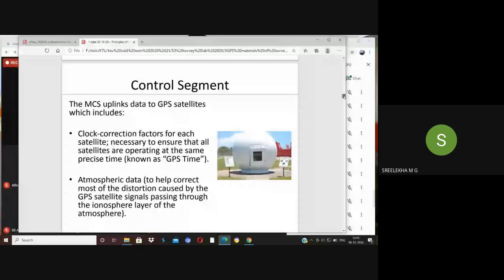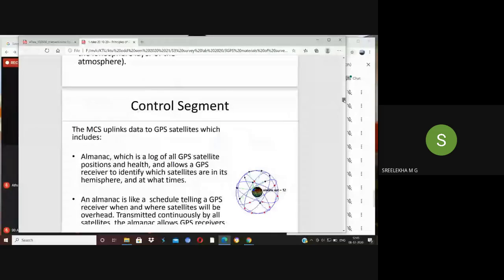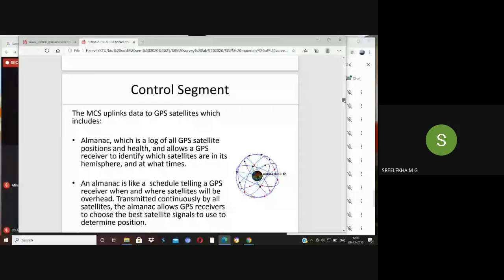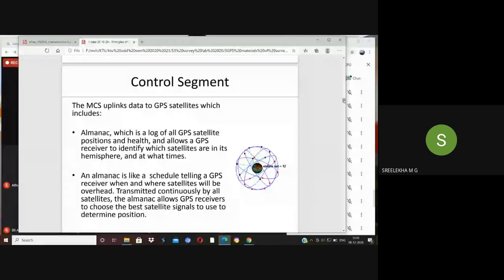Okay. So coming to your procedure of GPS satellites, I just wanted to know what are the functions of the different segments. For example, in the control segment, the almanac is there. Almanac means it is all the details of the GPS satellites. It may be in correct position or correct health condition or like that. This data will be available in the form of a chart. That is called the almanac data.